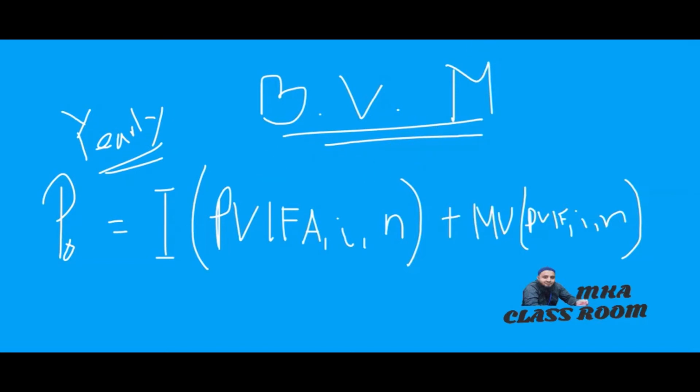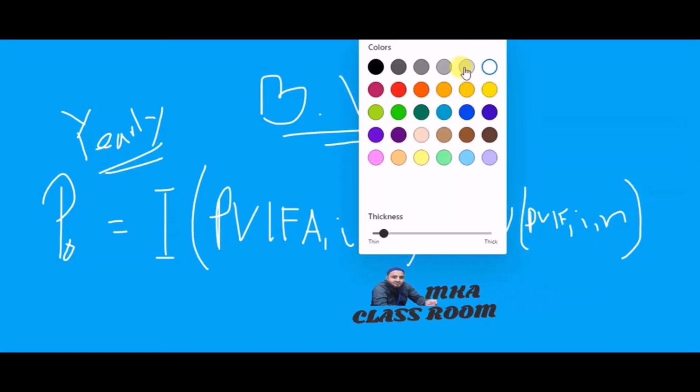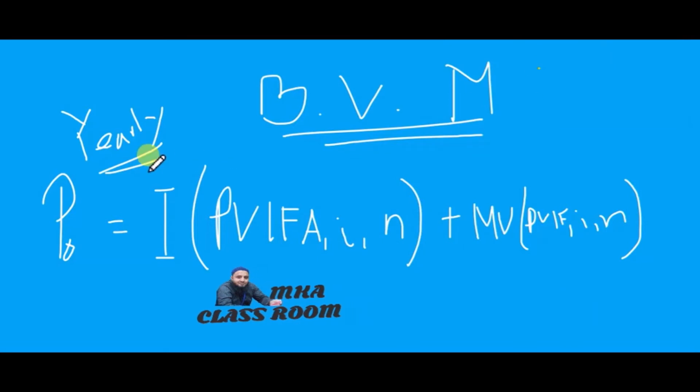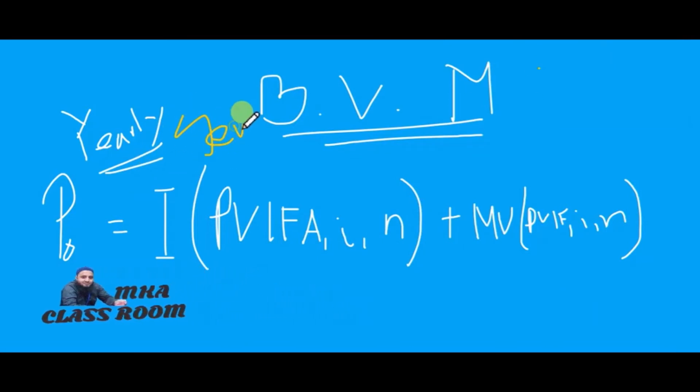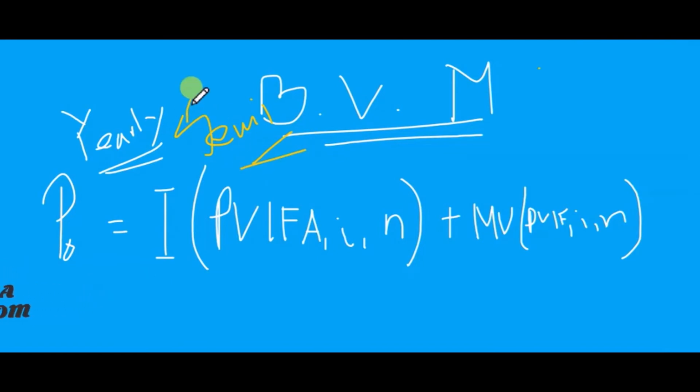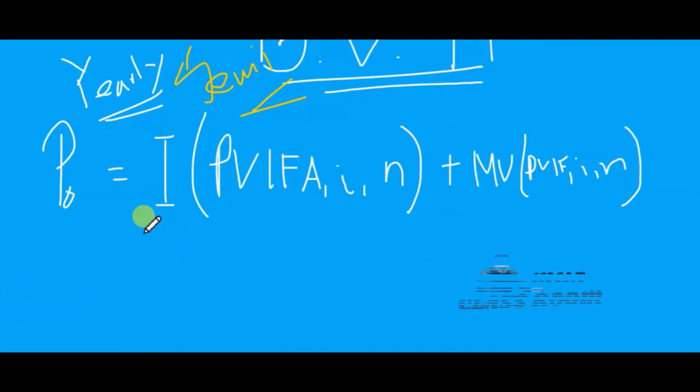Sometimes we have to face semi-annual problems. Then I, the annual rate of interest, is divided by 2. The annual payment is divided by 2. Here the interest is also divided by 2, and N should be multiplied by 2. I is divided by 2 and N multiplied by 2 for our semi-annual calculations.